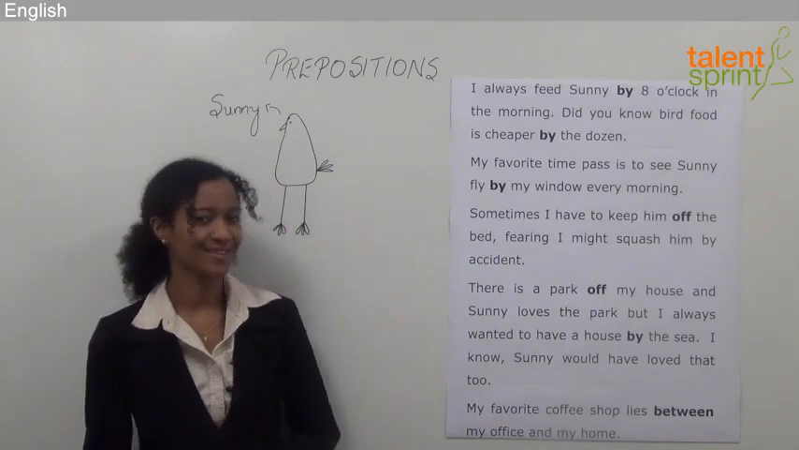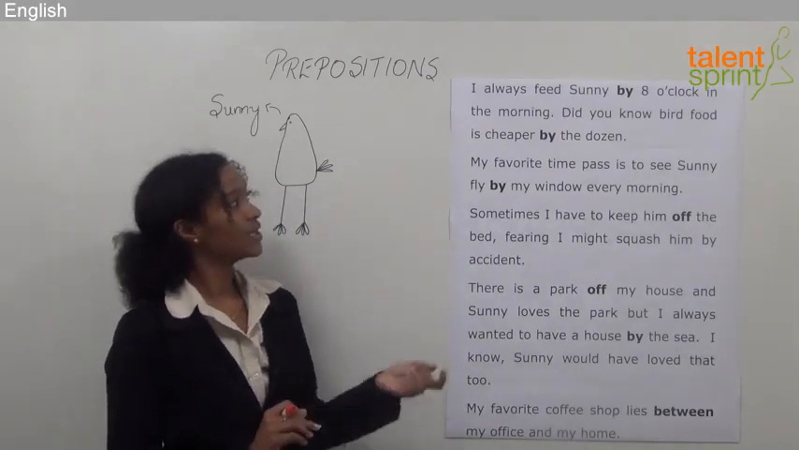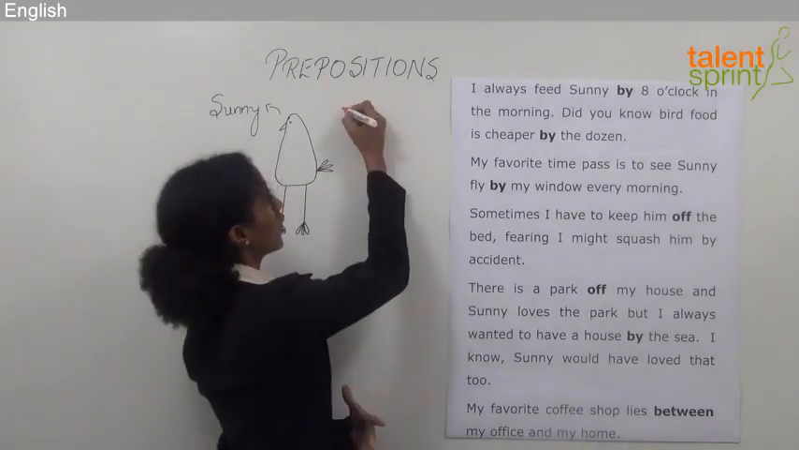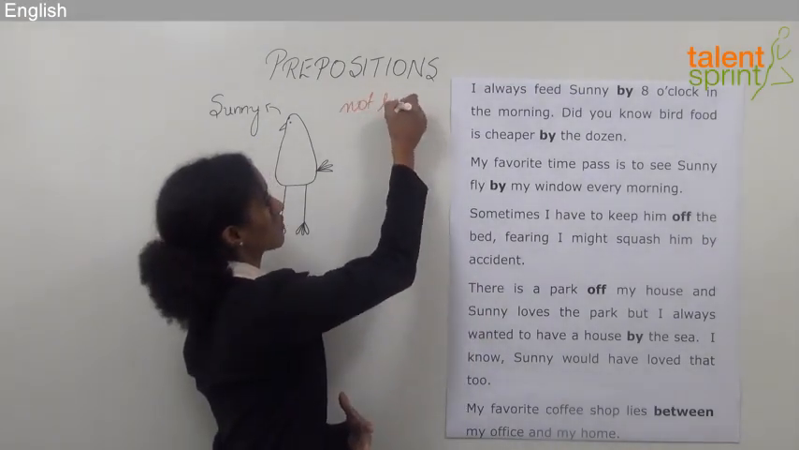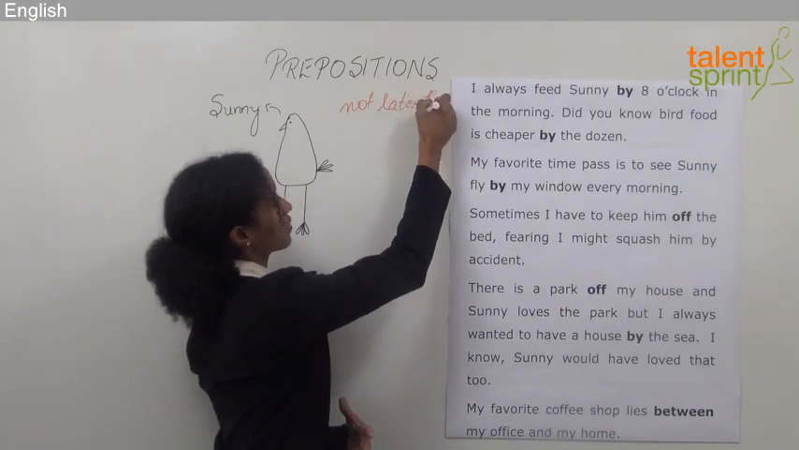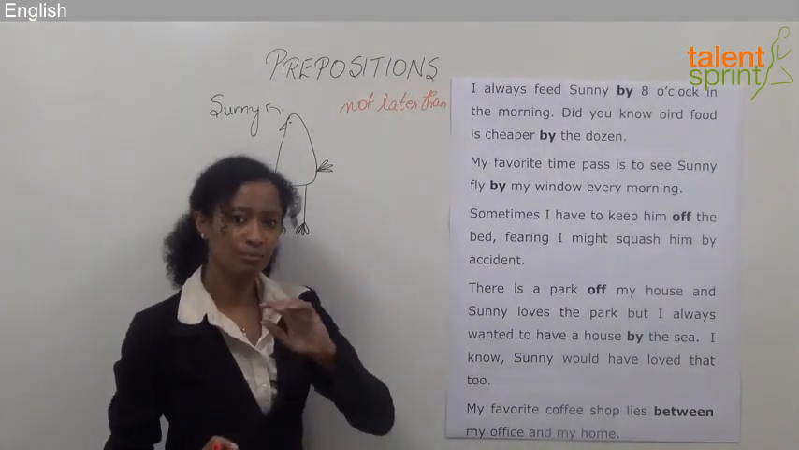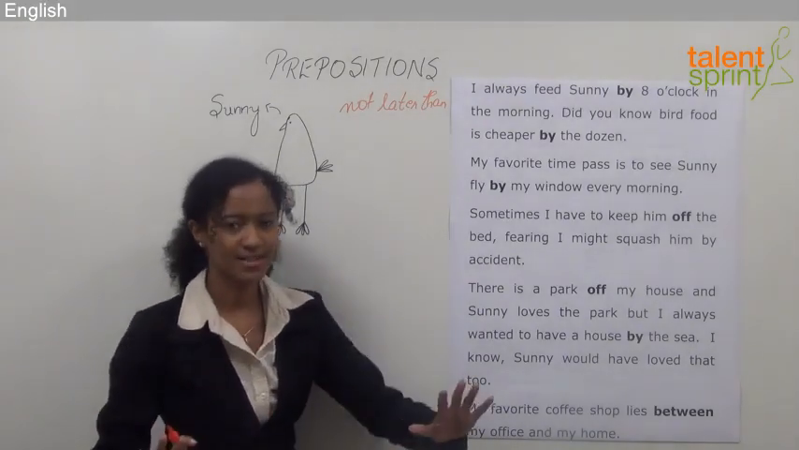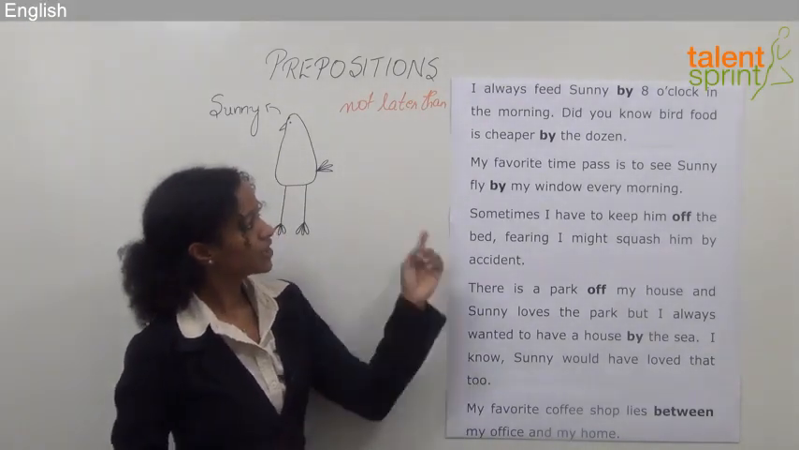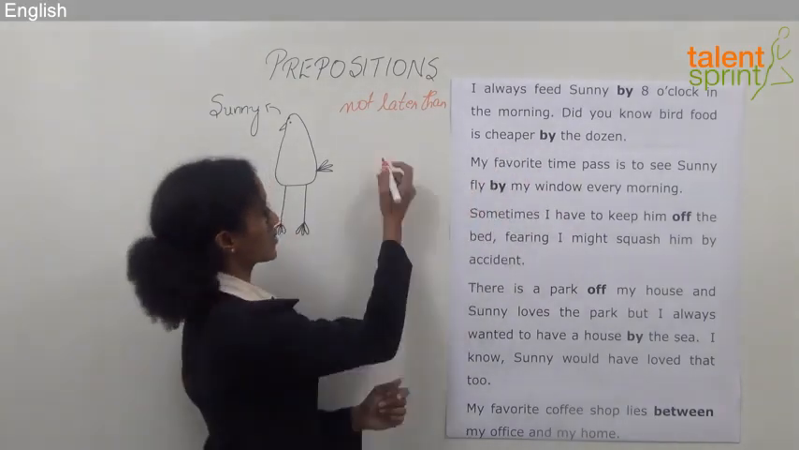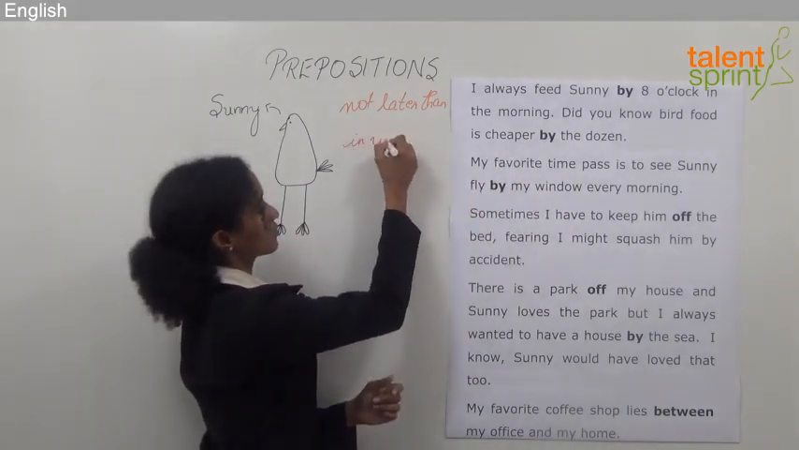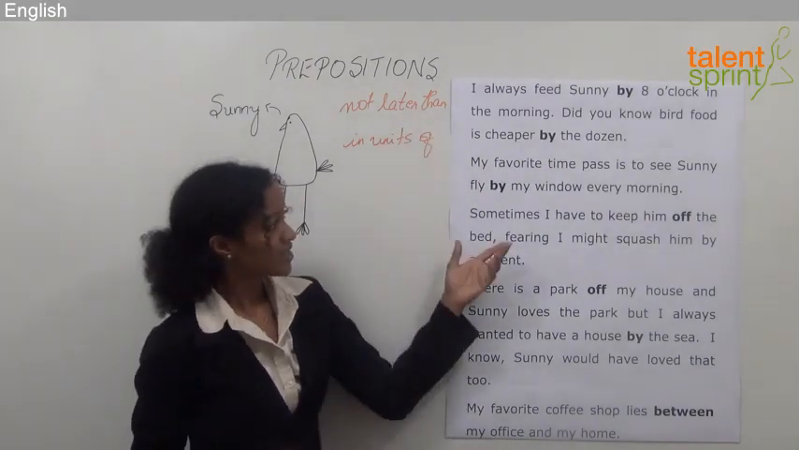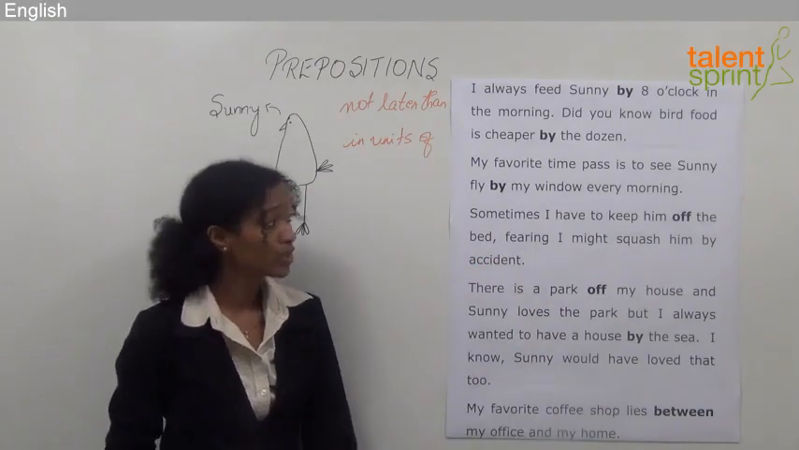Let's understand the application of these prepositions here. I always feed Sunny by 8 o'clock. So here by denotes not later than. So I feed Sunny by 8, not after 8, right? That's the maximum. By 8 o'clock, Sunny is fed. Bird food is cheaper by the dozen. Here by represents in units.